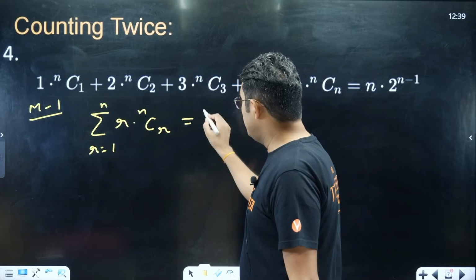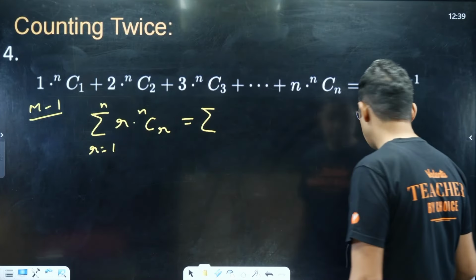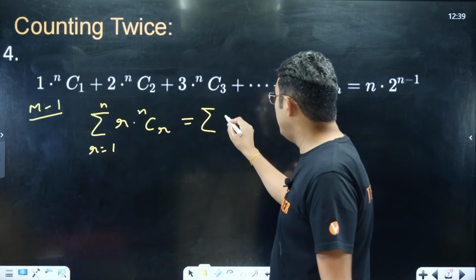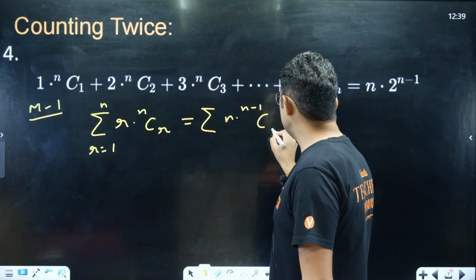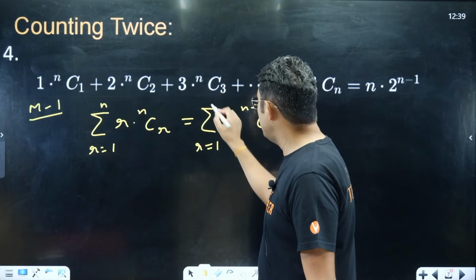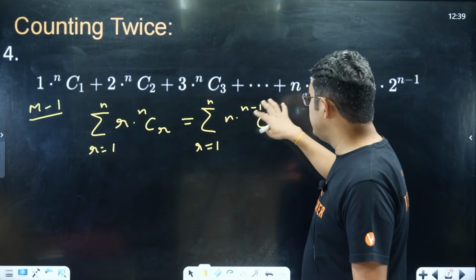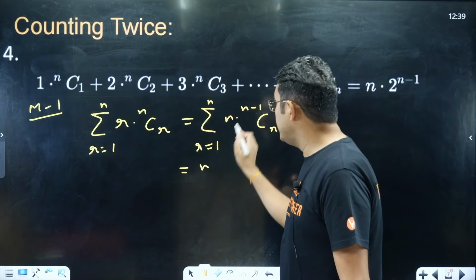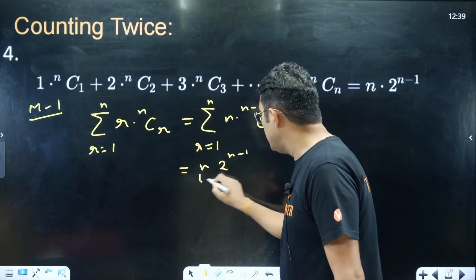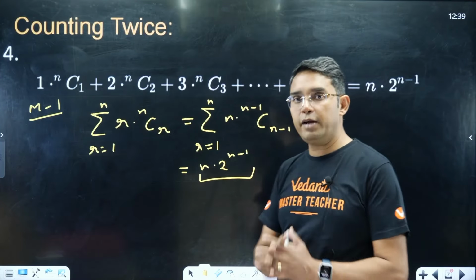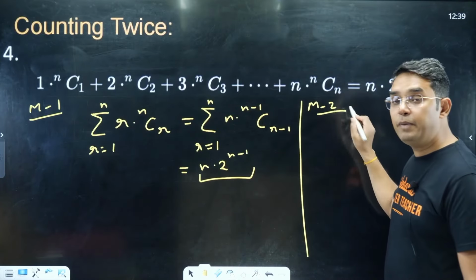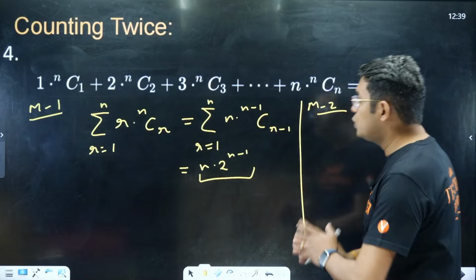Now here, as you can see, using the previous identity, R into NCR, I can write this as N into N minus 1 CR minus 1, and here R is starting from 1 to N. So you can see N you can take outside, that is the first identity, and I can write it directly as N into 2 power N minus 1. That is one method, but my method 2 is much better than this. Let me see how method 2 is working.